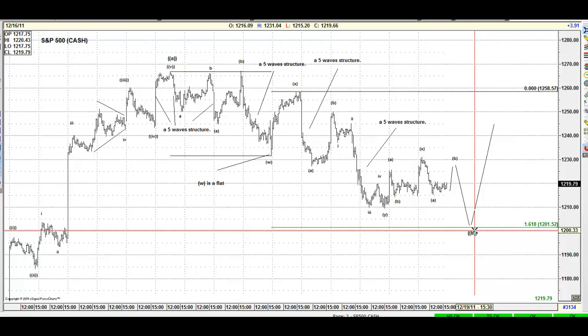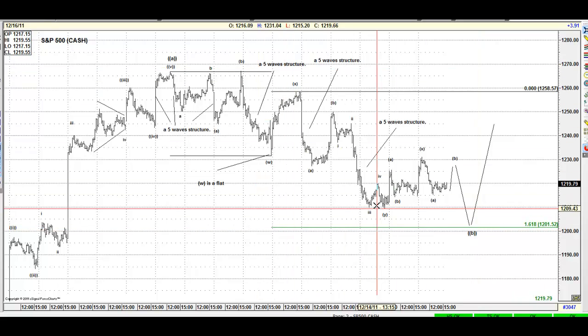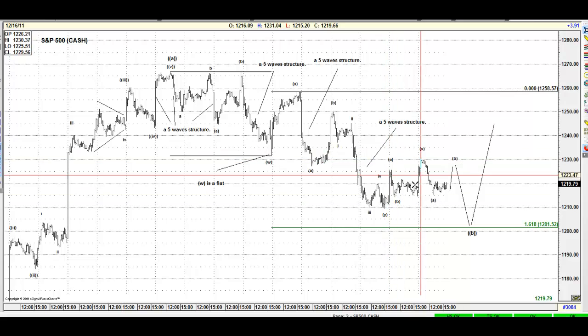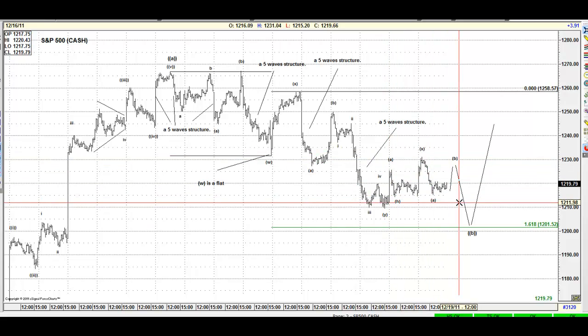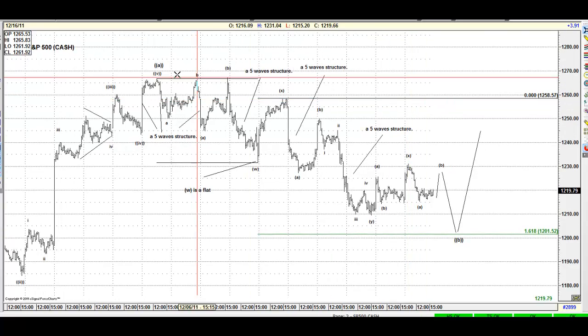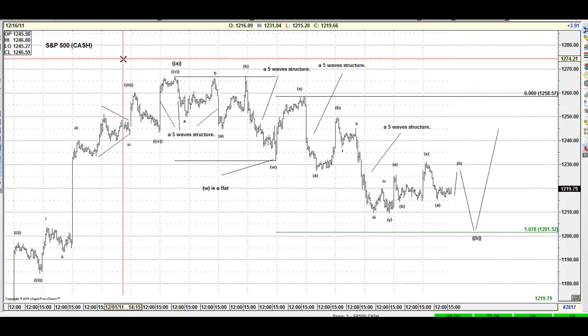Now, there is an alternative, where this B ended here, and we have 1 and an irregular 2, and then the market is going to trade higher on Monday. That one is the one that says that the dollar CAD has topped. Now, that's for the cash. Let's move on to the dollar index for a second.